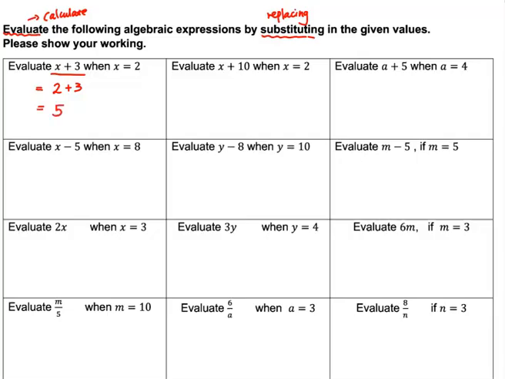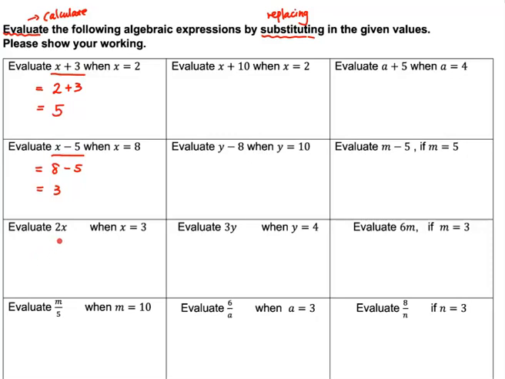Let's have a look at the second row. Evaluate x minus 5 when x is 8. So we're going to evaluate this whole thing and then put the equal sign underneath. Replace the x with 8. 8 minus 5, that will give us 3. Now let's have a look at the third row.